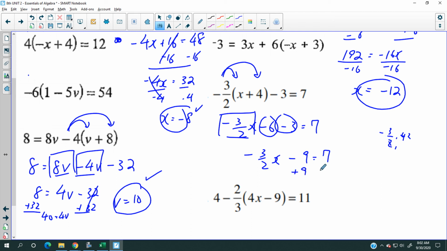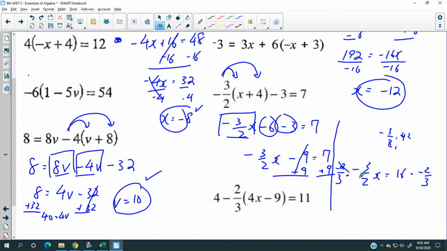I'm going to add 9 to both sides. That's negative 3/2 x equals 16. Now, remember what we said about getting rid of these fractions? Right? Keep, change, flip, right? So we're going to multiply by the reciprocal. Okay, I'm going to draw a line here. I can't see anymore. Make sure it's negative, because only negative times negative will give you that positive. Okay?